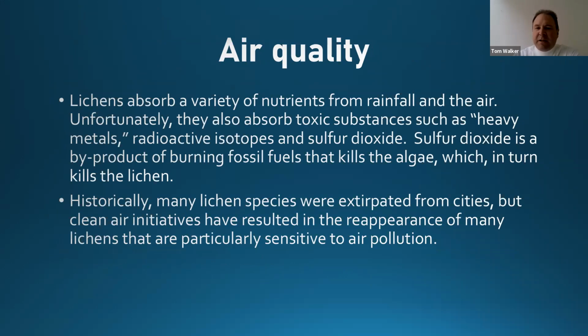So air quality. Lichens absorb a variety of nutrients from rainfall and the air. Unfortunately, they also absorb toxic substances such as heavy metals, radioactive isotopes, and sulfur dioxide. Sulfur dioxide is a byproduct of burning fossil fuels, and that kills the algae, which in turn kills the lichen. Historically, many lichen species were extirpated, which just means locally extinct, from cities, but clean air initiatives have resulted in the reappearance of many lichens that are particularly sensitive to air pollution.